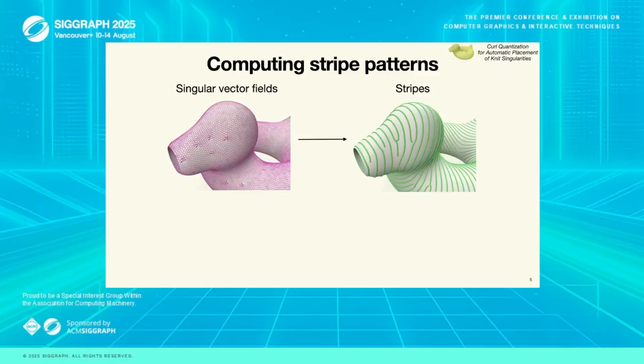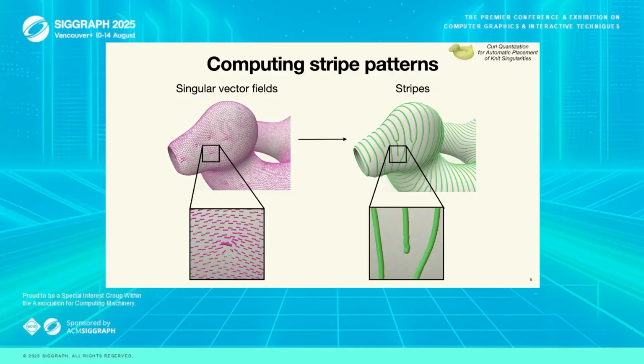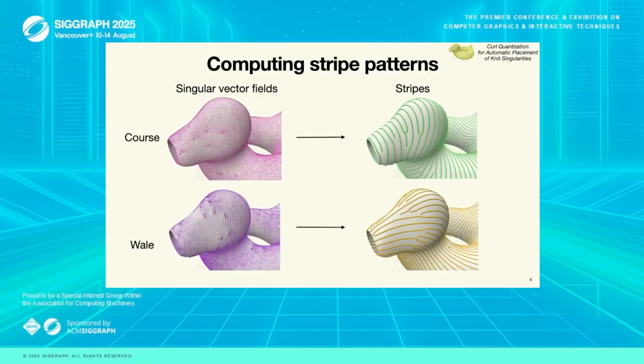The way our method works is by computing stripe patterns. At a high level, a stripe pattern comes from vector fields that have special singularities. And these singularities correspond to the birth and death of stripes in the pattern. The way that these stripes come from these vector fields is very similar to the framework of stripe patterns by Knöppel and colleagues, for those who are familiar with this work. There's going to be one stripe pattern for course and one stripe pattern for wale direction that we're going to blend together later. And so the goal here is to design these vector fields to have the stripe patterns that we want.